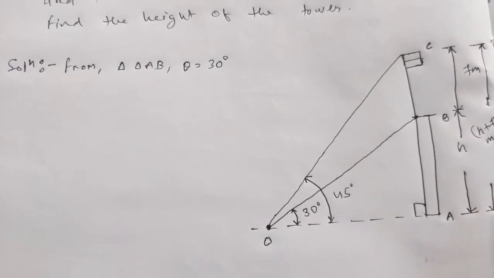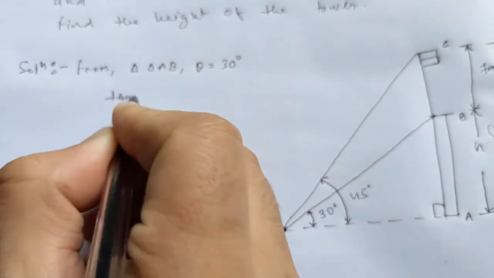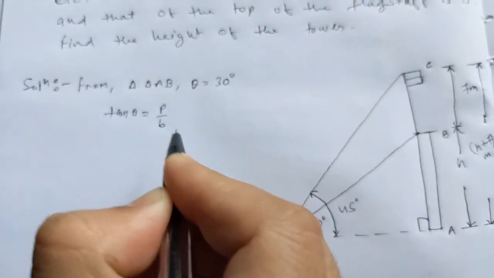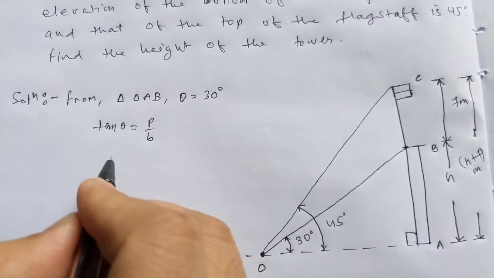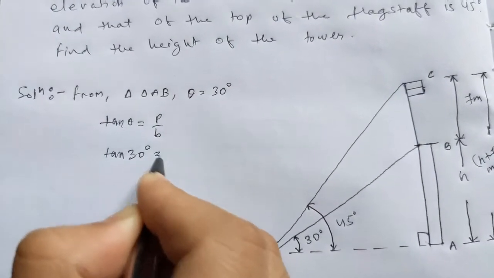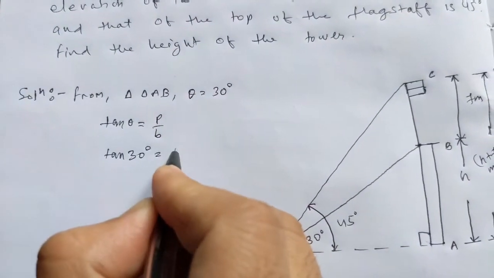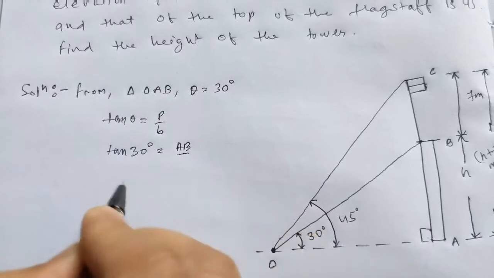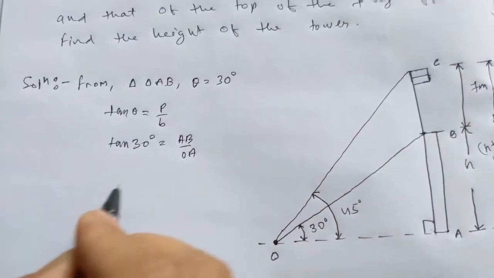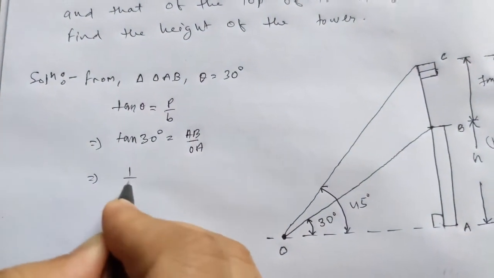That is why, for the combination of perpendicular and base, the formula will be tan theta. So tan theta is equal to P by B. So theta is 30 degrees. Tan 30 degrees is equal to perpendicular over base. For triangle OAB, AB is the perpendicular and the base is OA. So the value of tan 30 degrees is 1 by root 3.